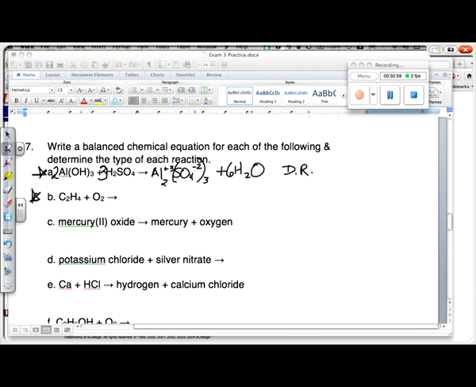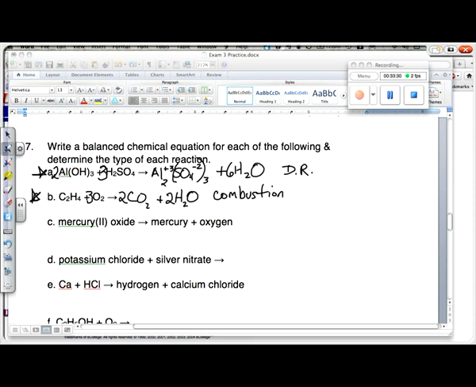B, combustion of a hydrocarbon always produces CO2 and water. Balance carbons first. Balance hydrogens next. So I have 4 plus 2 is 6 oxygens. And that will balance, and this is combustion. Okay.